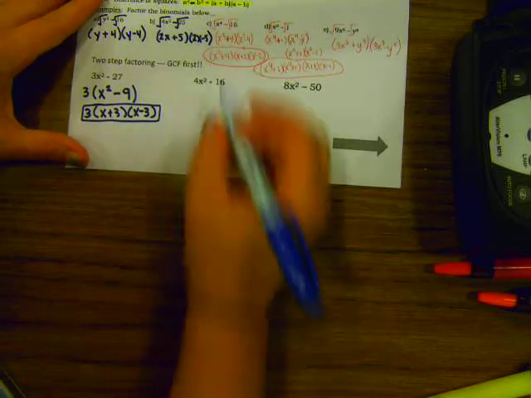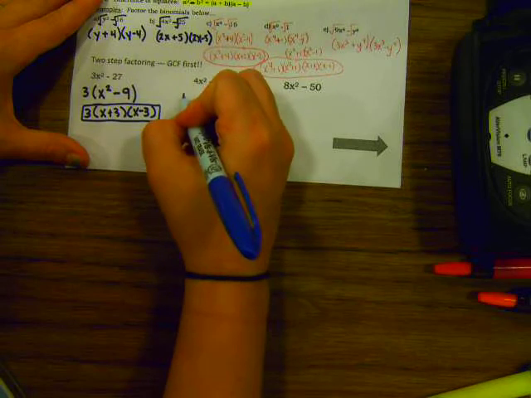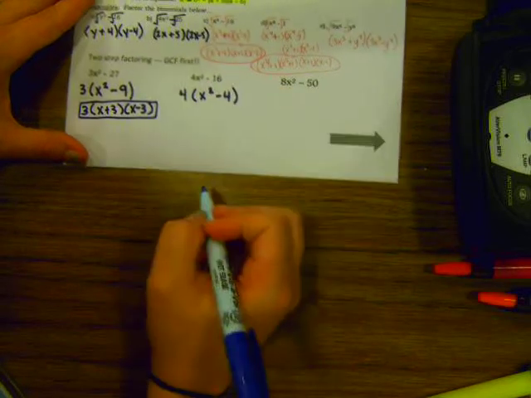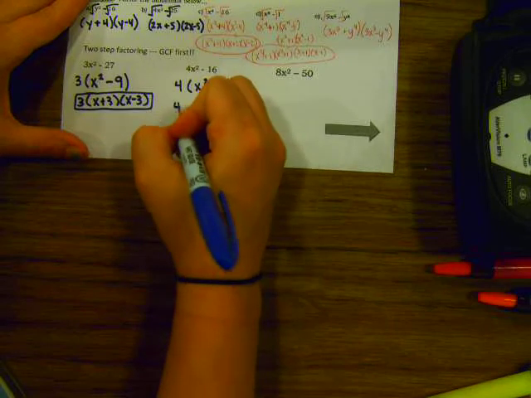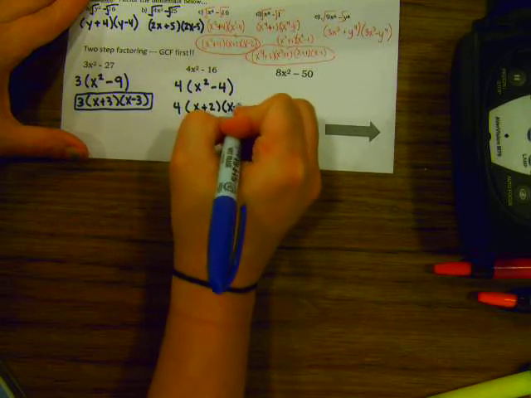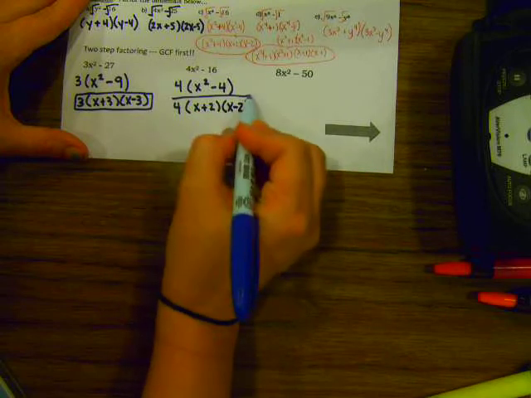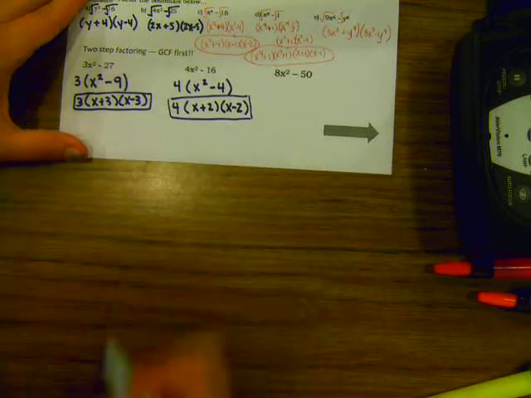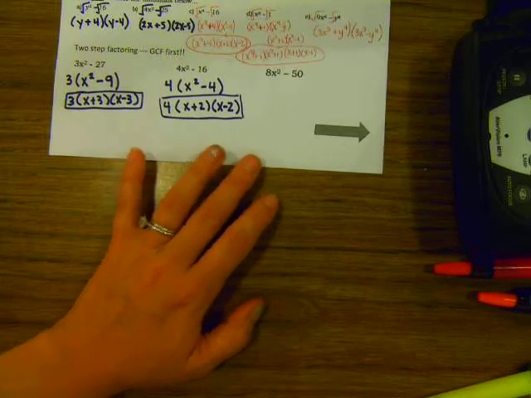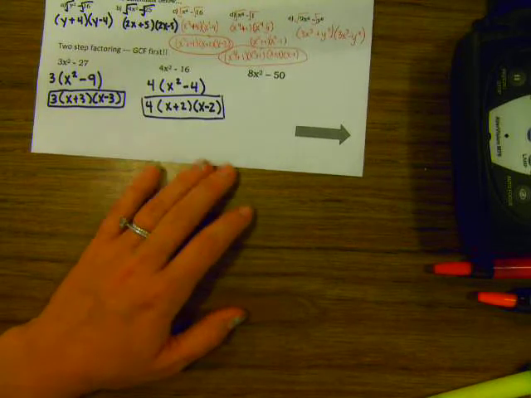I can do the same thing to the next one. Divide it by 4. That's my GCF. It always comes outside first. And then do the square root. And there's my answer. So again, you can see these are two steps where you do GCF first and then the difference of squares.